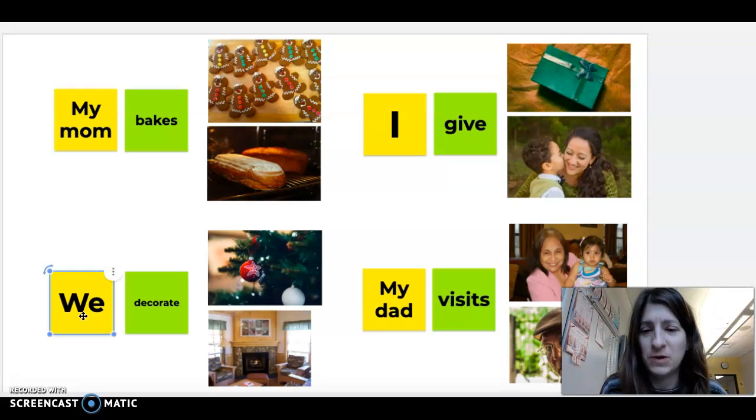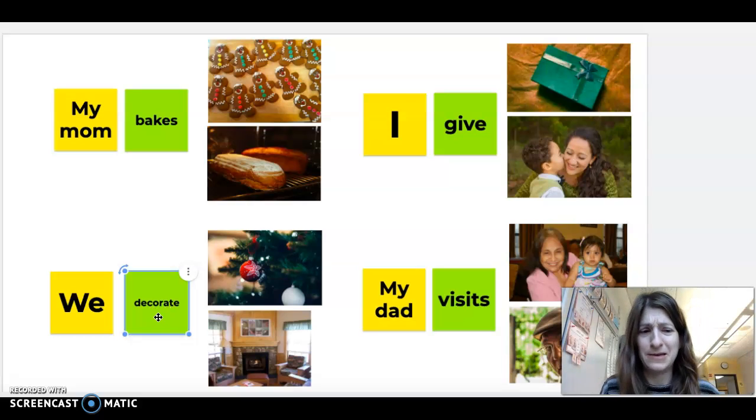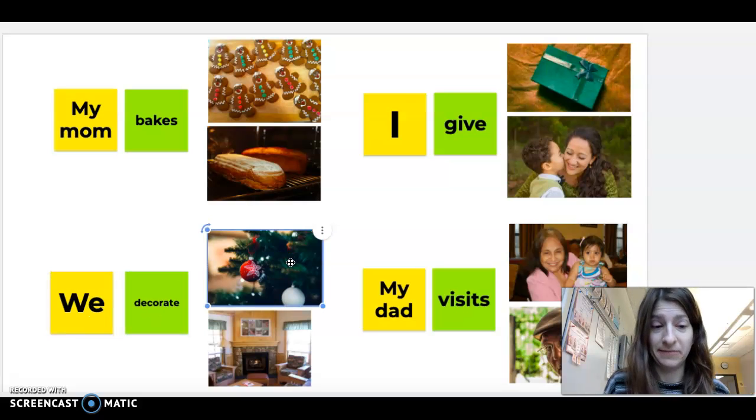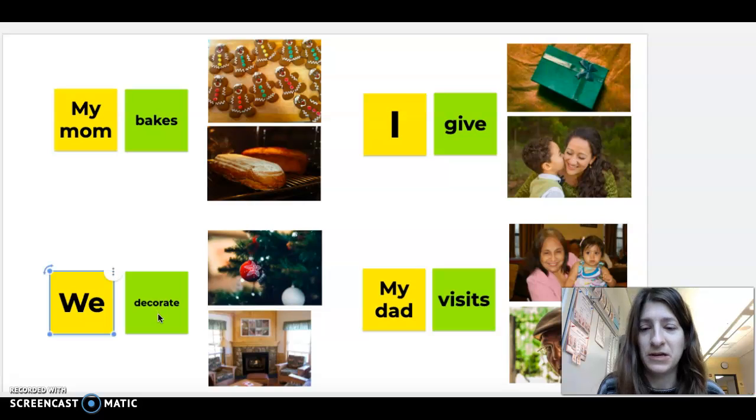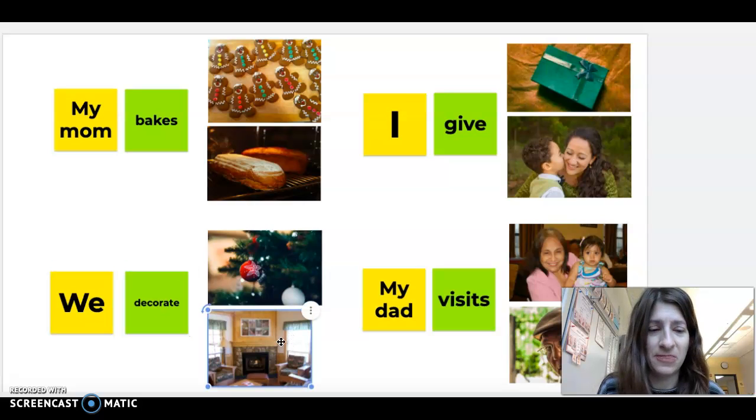What about this one? We can say, we decorate. That's a sentence. I told you who, we. I told you what we do, we decorate. But what do we decorate? Well, we decorate our Christmas tree. Or we decorate the fireplace or the mantle, that part above the fireplace. Those are the parts that tell us what we decorate.